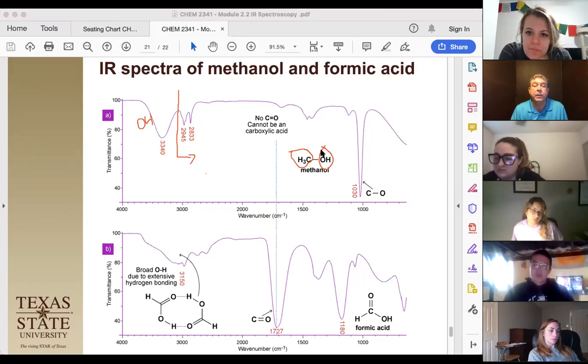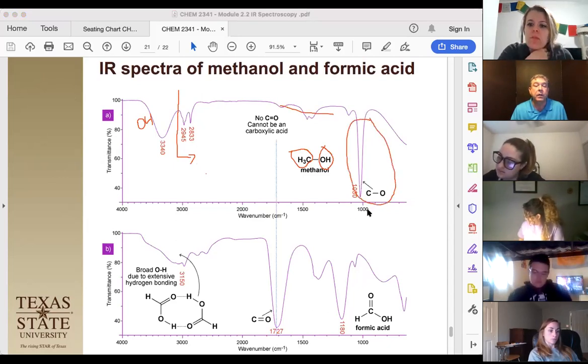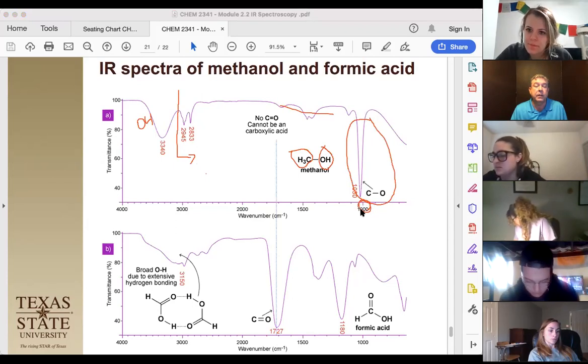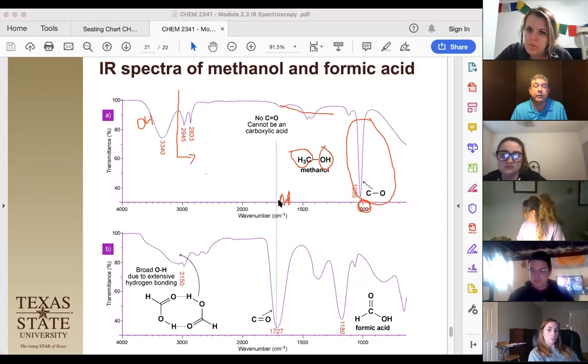And the only other peak we have here, because we don't have any carbon-carbon peaks, is a strong CO peak. Okay. So notice this is down right around 1000. So it's not a carbonyl. A carbonyl would be way up here. Okay. So it's definitely our single bond to carbon peak.